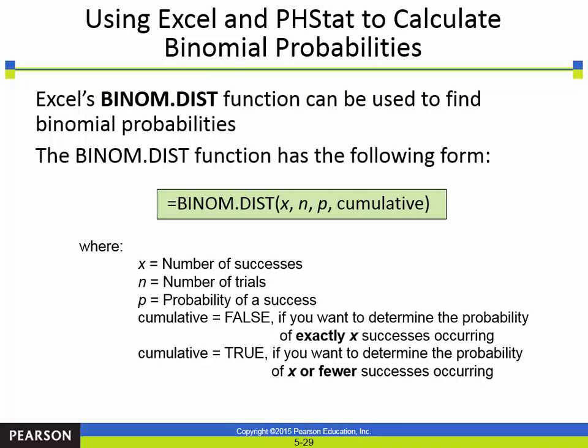binom.dist, parenthesis, x, where x is the number of successes, n is the number of trials, p, the probability of success, and then you can choose cumulative equals false or cumulative equals true. And what that means is, if you say cumulative equals false, it means I want exactly the probability of x happening. And if I say cumulative equals true, then I'm saying I want x or fewer to happen.